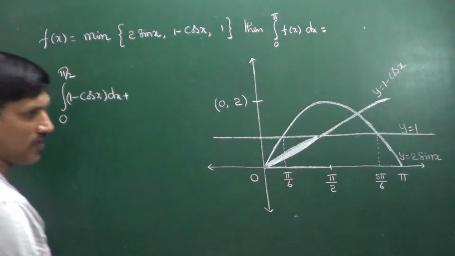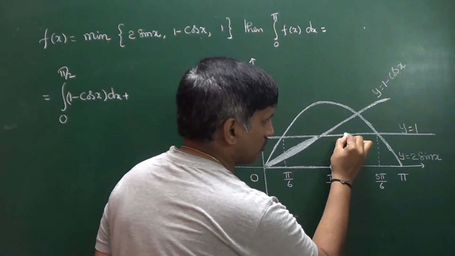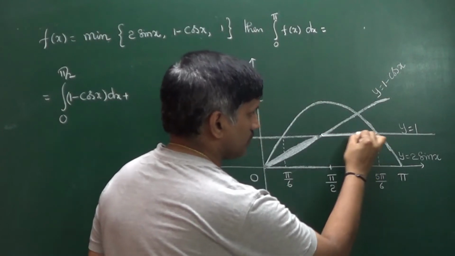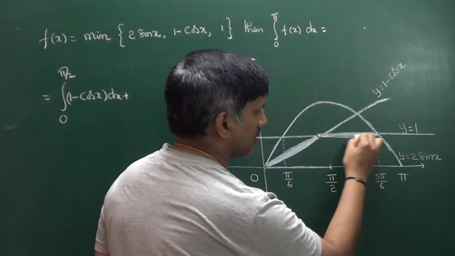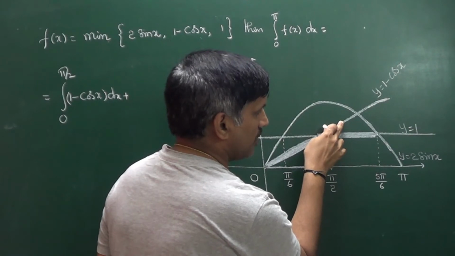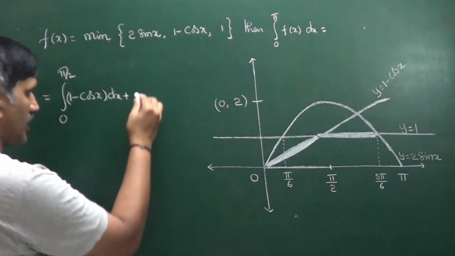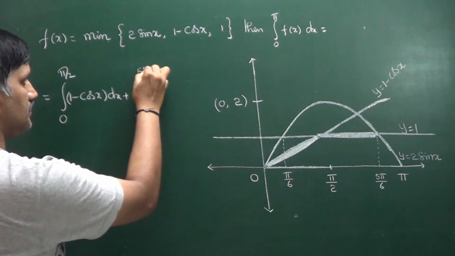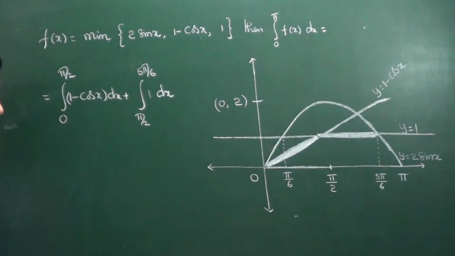Next you can observe from pi by 2 to 5 pi by 6. This is the line y is equal to 1. Yes or no? This is the line y is equal to 1, and this is the y is equal to 1 minus cos x graph, and this is the y is equal to 2 sin x graph. This has the minimum. That's why again from pi by 2 to 5 pi by 6, in this portion we have to write the line y is equal to 1.